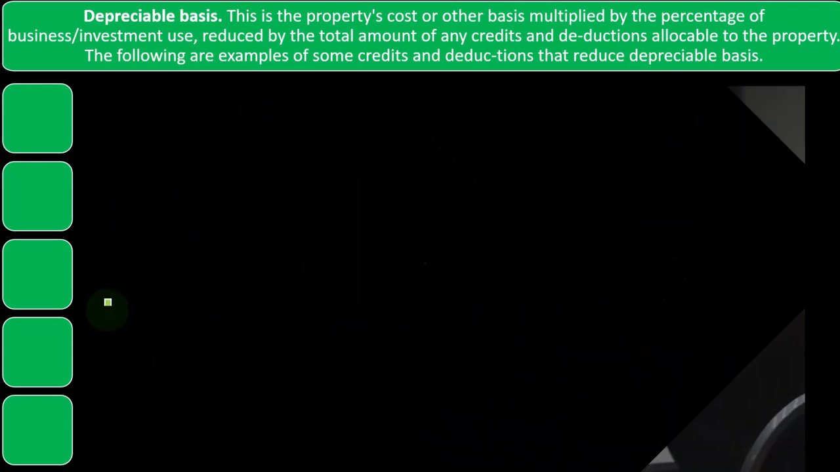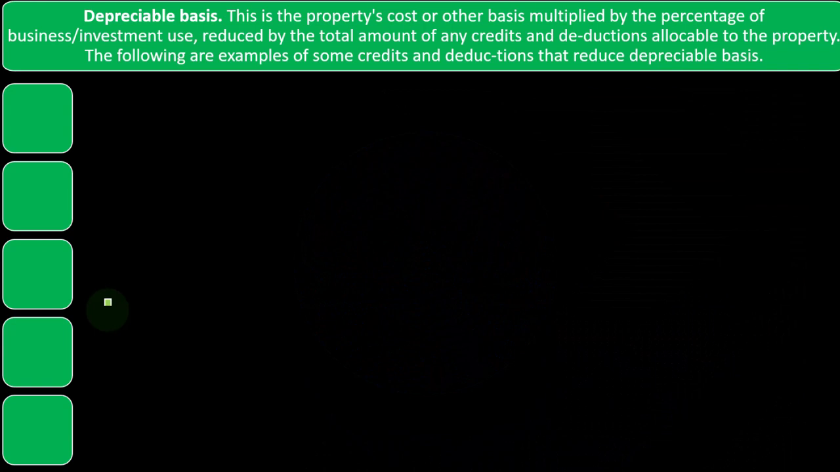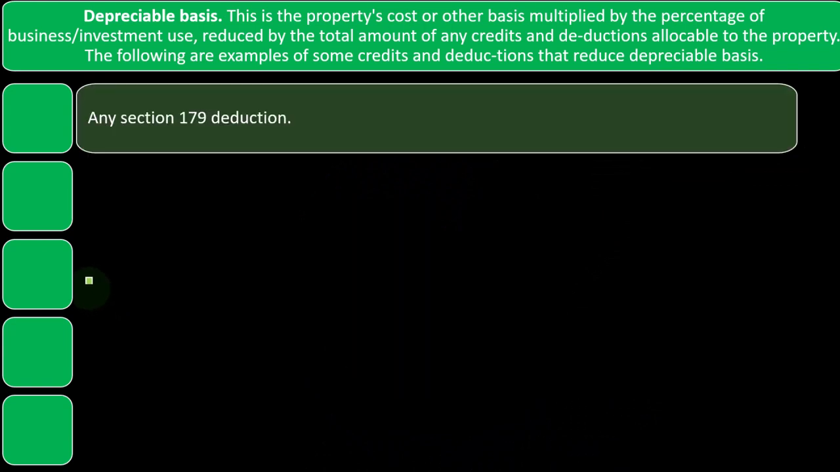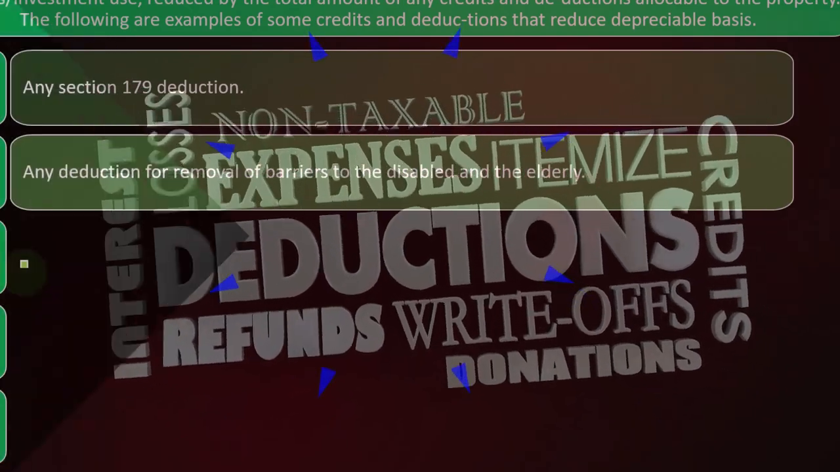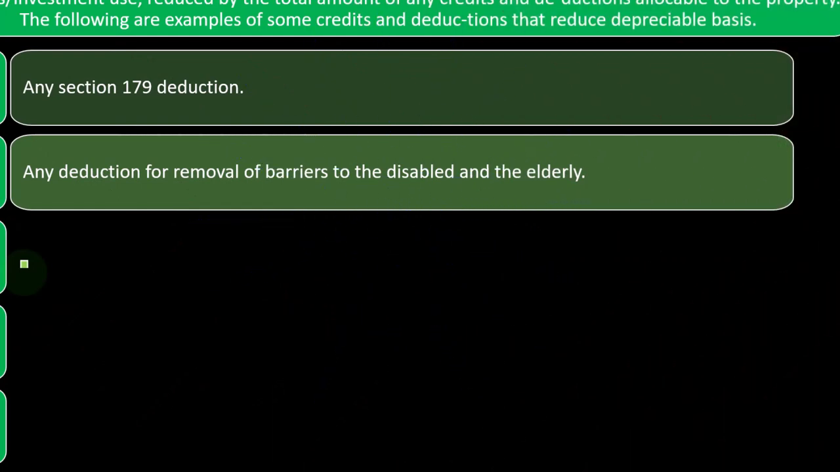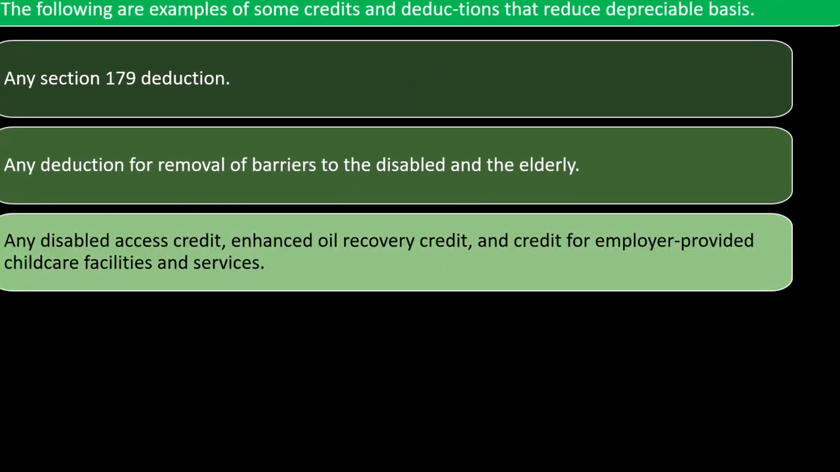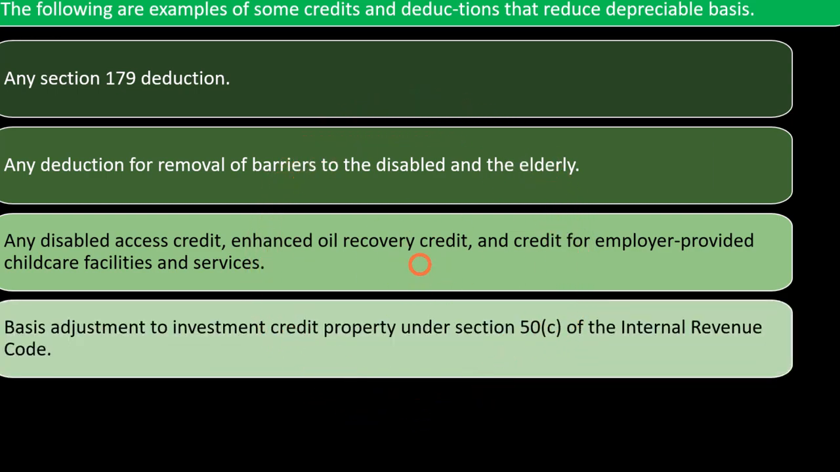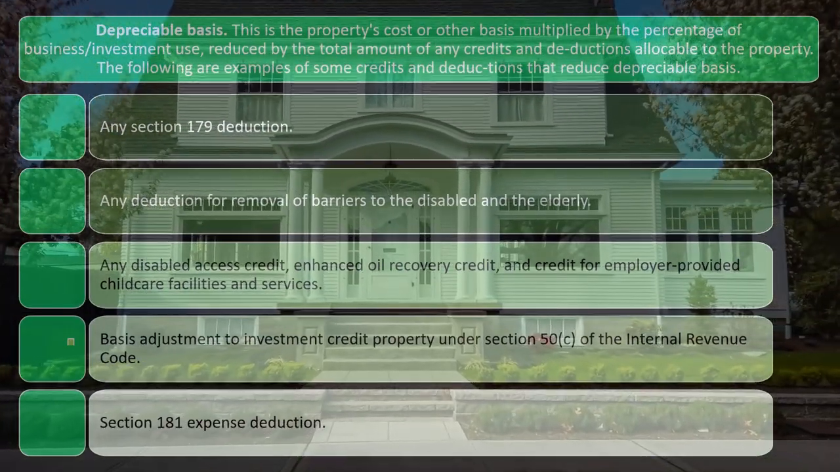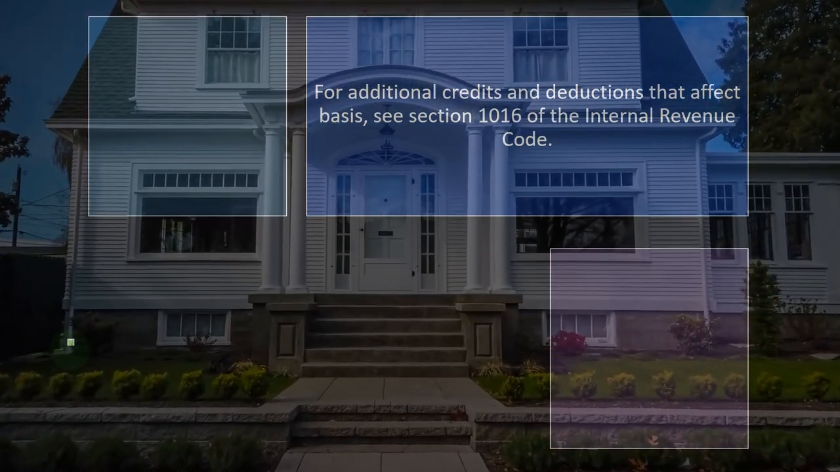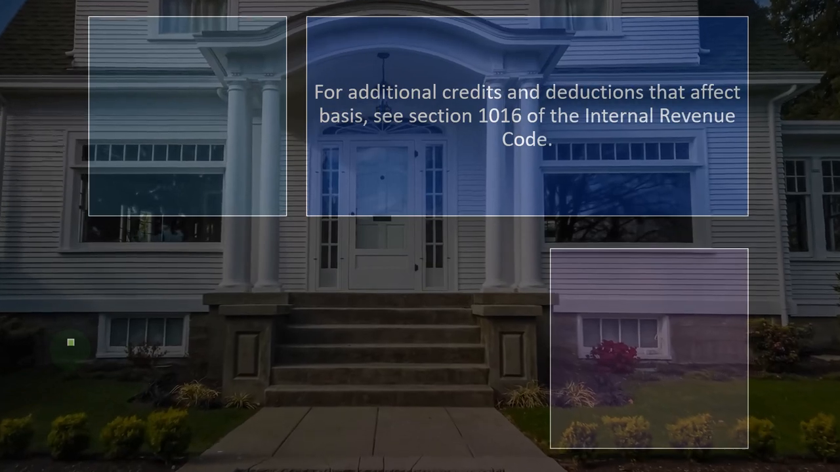The following are examples of some credits and deductions that reduce depreciable basis. Any section 179 deduction. So if you took a 179 deduction, which is another kind of upfront deduction, that's going to be an adjustment to the basis that might be applicable if you're also doing the special depreciation. Any deduction for removal of barriers to the disabled and the elderly. Any disabled access credit, enhanced oil recovery credit, or credit for employer-provided child care facilities and services. Basis adjustment to investment credit property under section 50(c) of the Internal Revenue Code, and section 181 expense deduction. For additional credits and deductions that affect basis, see section 1016 of the Internal Revenue Code.